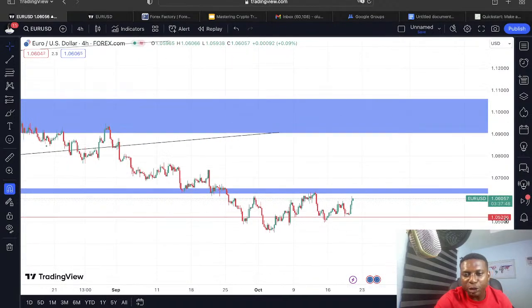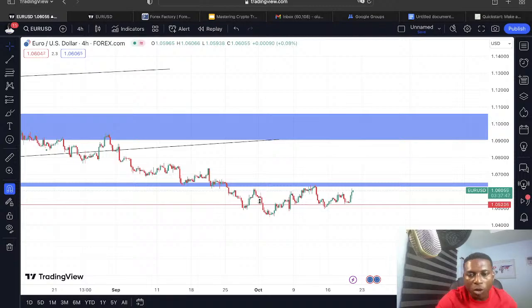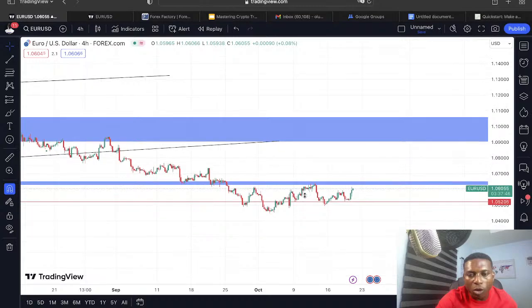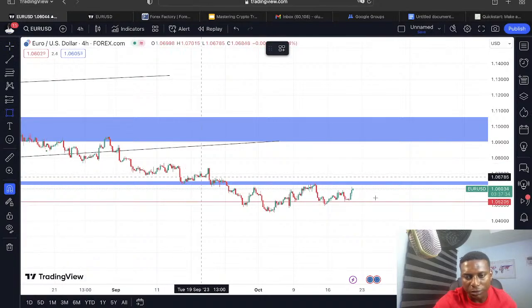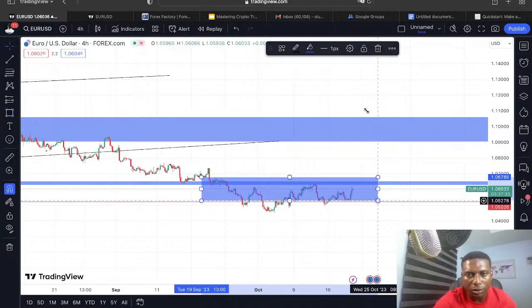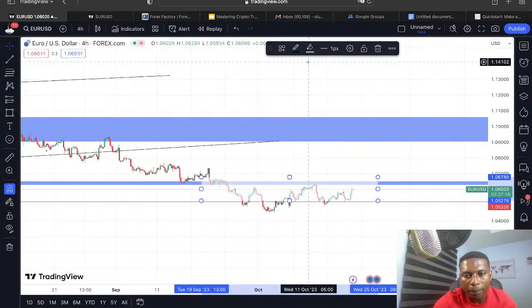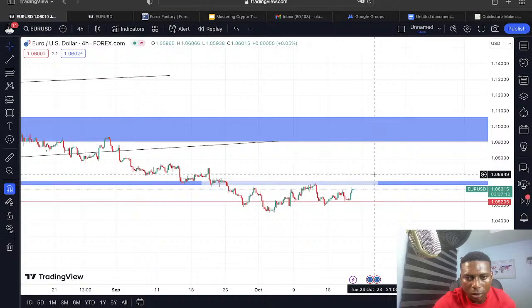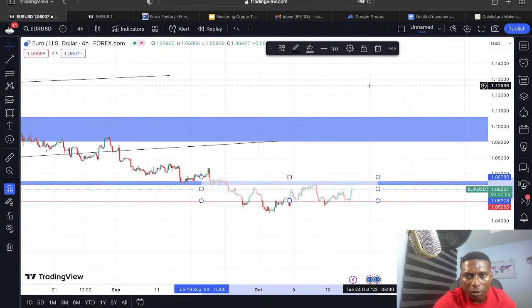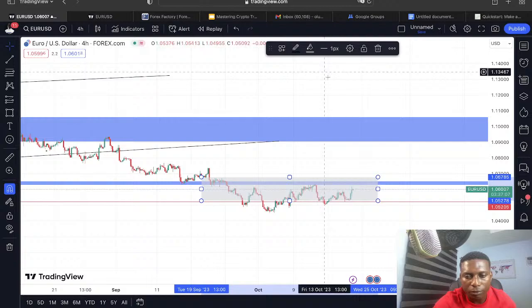So as an intraday trader now, it's now obvious that you can see how price has been consolidating at this level. If you can't see it, let me put something for you to see it. Let me change this color.